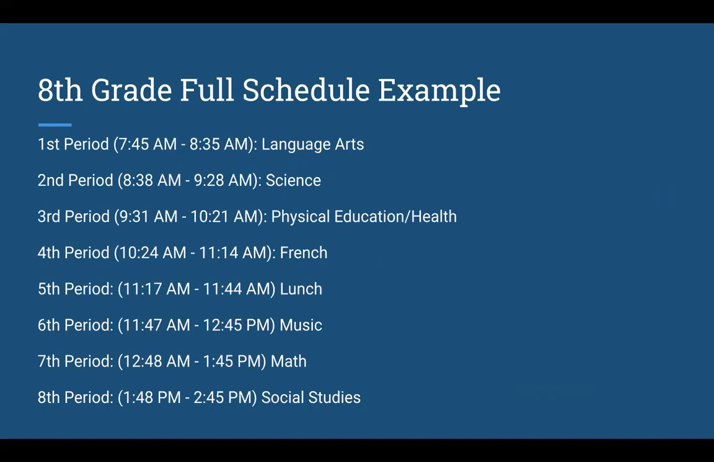As you can see, first period is going to begin at 7:45 a.m. First period will be 50 minutes long. In this example, we have language arts first, then second period, science, third period, phys ed and health, fourth period, French, and fifth period, lunch. As you can see, lunch is from 11:17 to 11:44.